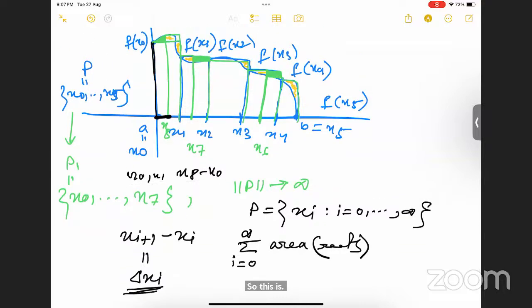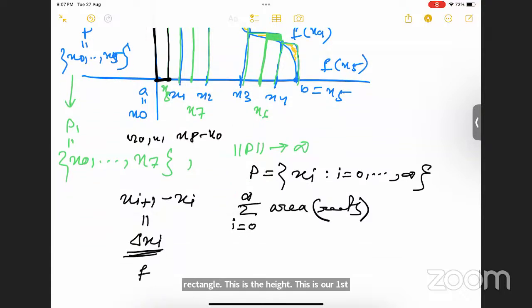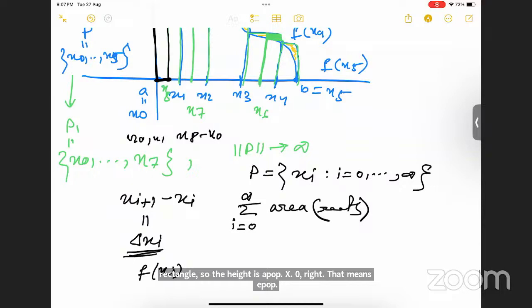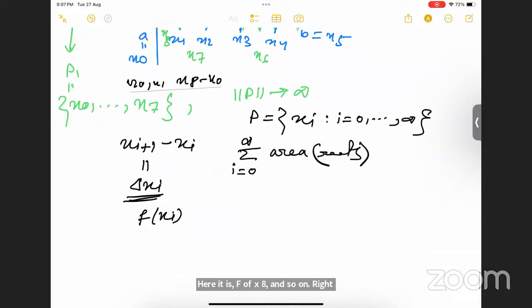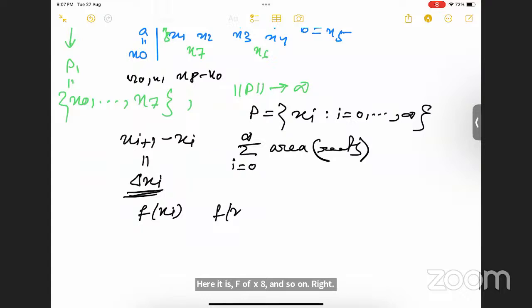Now what is the height? This is the height for the first rectangle, so the height is f of x0. That means f of xi for each i. Here it is f of x0, here it is f of x1 and so on. So the area becomes f of xi into delta xi, that means height into length of the rectangle.